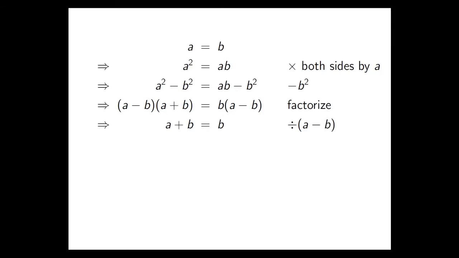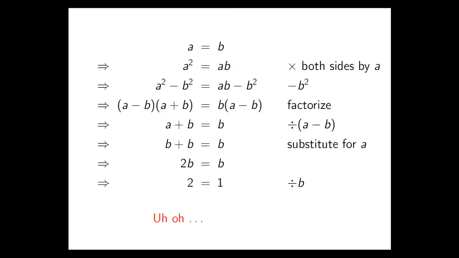Now at the top we stated that A and B were the same, so I'm going to replace A with B, and I'll simplify a little bit, so 2B equals B. Then I'll divide by B, and I've just shown that 2 is equal to 1. And that's bad news.